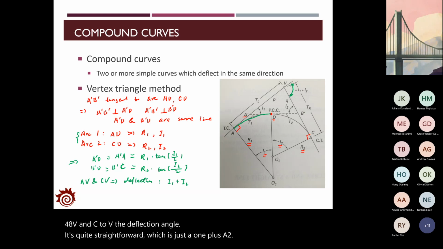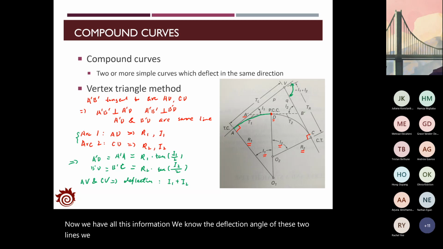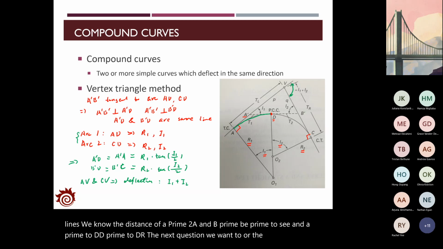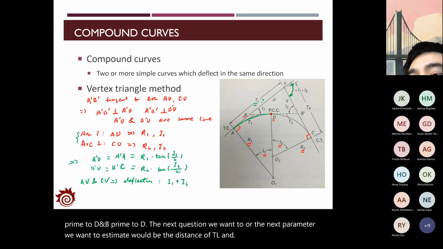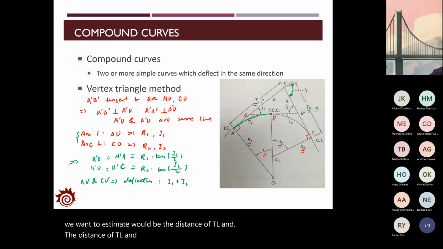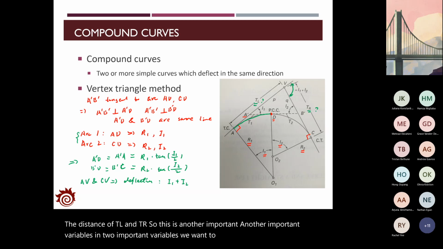Now we have all this information. We know the deflection angle of these two lines. We know the distance of A prime to A and B prime to C and A prime to D and B prime to D. The next parameter we want to estimate would be the distance of TL and TR. These are two important variables we want to identify to construct a compound curve.